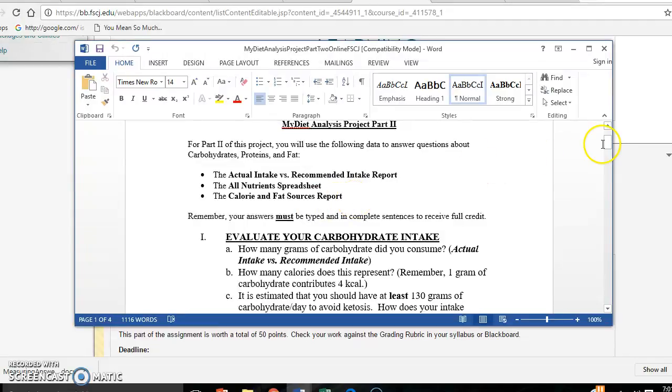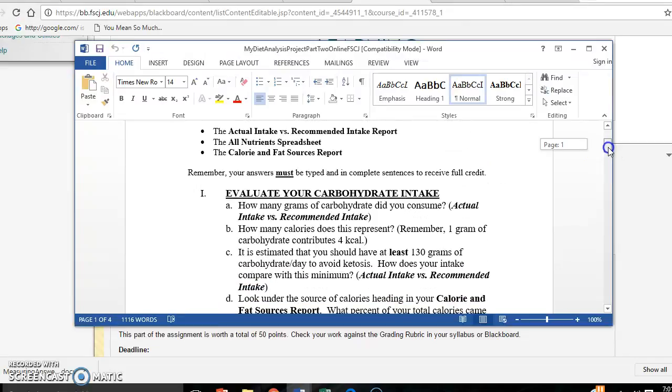In the first section, you will be answering questions pertaining to your carbohydrate intake. First and foremost, remember that all of your answers on this project must be typed, not handwritten, and in complete sentences to receive full credit.